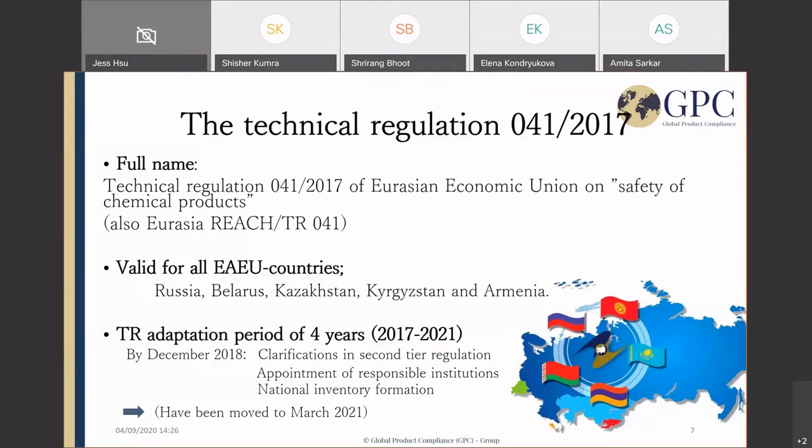This regulation is valid for all EU countries, which includes Russia, Belarus, Kazakhstan, Kyrgyzstan, and Armenia. The adaptation period of this regulation is 4 years, from 2017 to 2021. By December 2018, as said before, there should have been more clarifications, appointment of responsible institutions for the regulation, and national inventory formation. None of this has yet been done, except some parts of the national inventory formation, which we will look into in more detail later. As we know for now, it has been moved to March 2021. However, this date might also change.